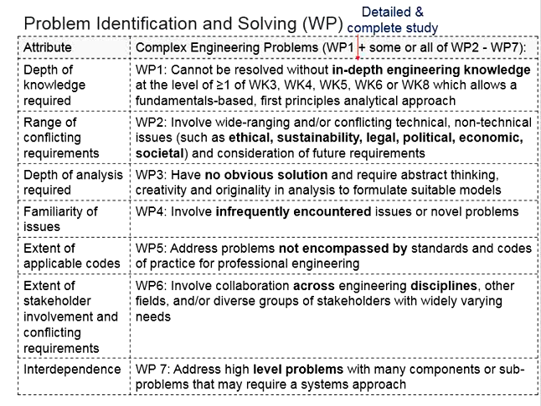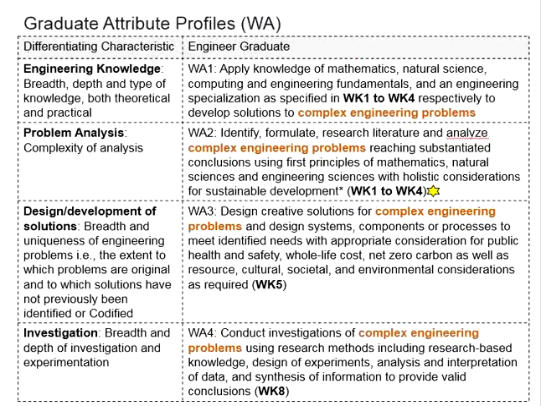In the previous videos, we have covered the complex engineering problems. There are 7 complex engineering problems. In order to have the complex engineering problems, you will require WP1 plus at least 2 of the other WPs. How do we know when we should have the complex engineering problem? We will look at the graduate attributes.